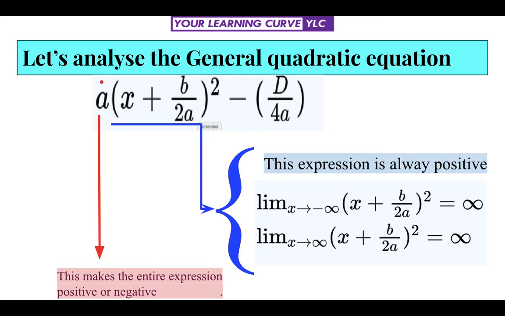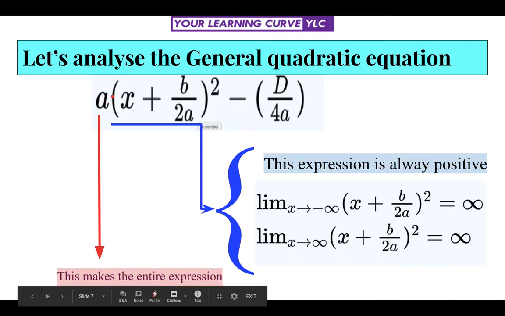This constant a makes this entire expression either positive or negative. If a is positive, this whole number is positive. If a is negative, this whole number is negative. This minus sign is very important. See, for example, if you have 1 crore rupees and I multiply it with minus 1, now how much do you have? You are in debt of 1 crore rupees. So this negative sign is a very powerful sign. You can understand this by simple logic.